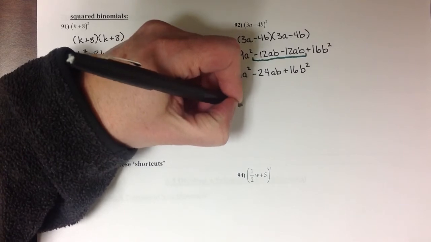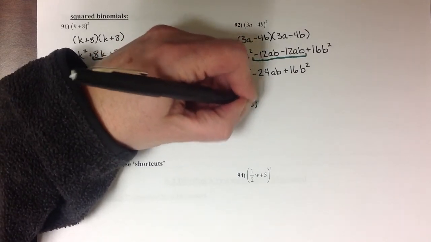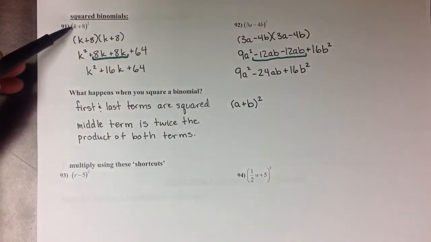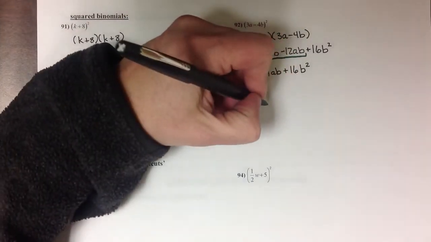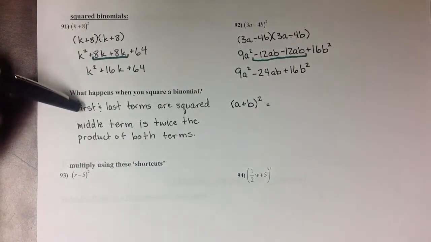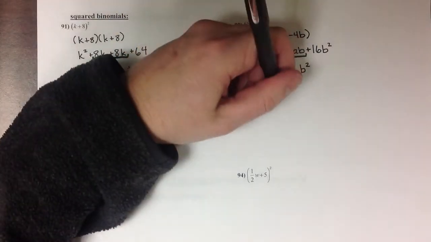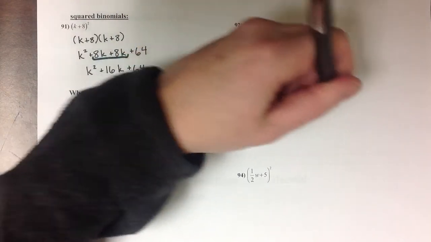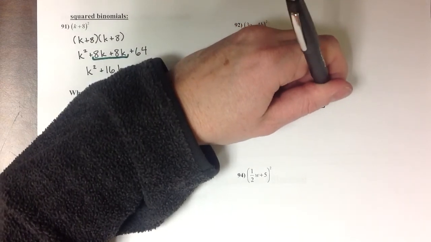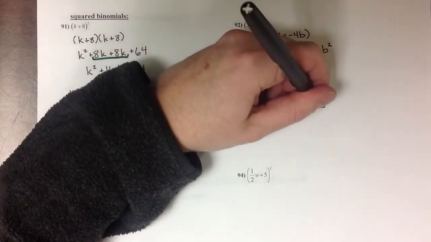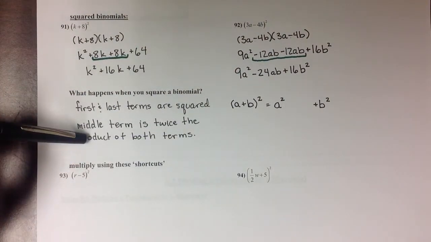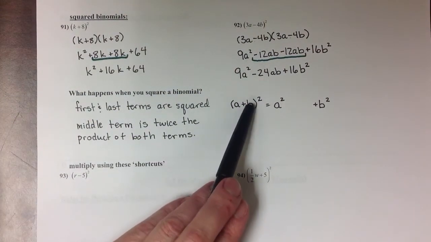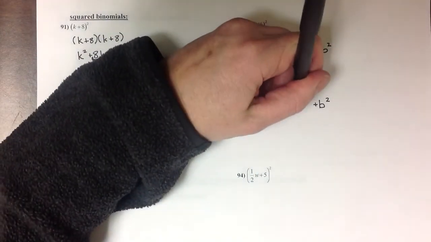If they give us a plus b squared, which is like this first one, we had a k plus an 8 squared, it's always going to equal the first and the last term squared, so a squared and b squared, and they're going to be positive, and then twice the product of both of the terms. So the product of a and b is ab, and twice that is going to be 2ab.